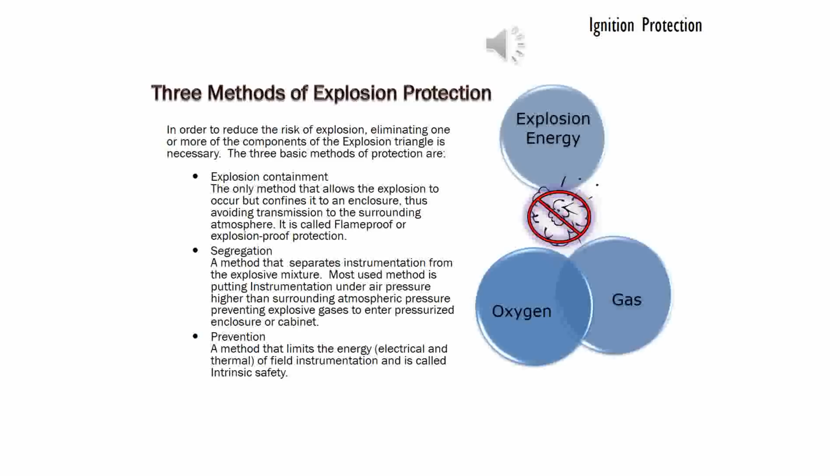Segregation, a method that separates instrumentation from the explosive mixture. Most used method is putting instrumentation under air pressure higher than surrounding atmospheric pressure, preventing explosive gases to enter pressurized enclosure or cabinet. Prevention, a method that limits the energy, electrical and thermal of field instrumentation, it is called intrinsic safety.